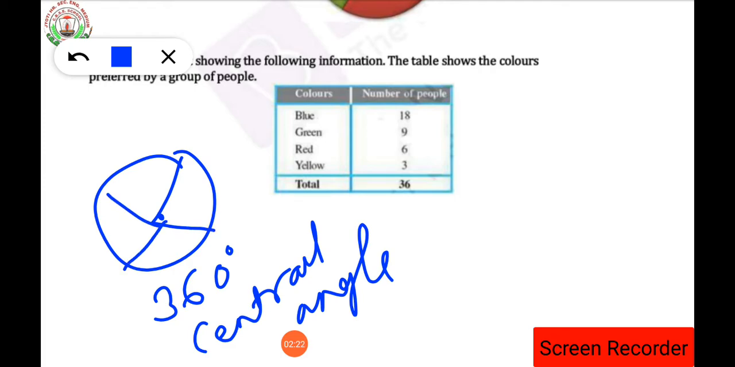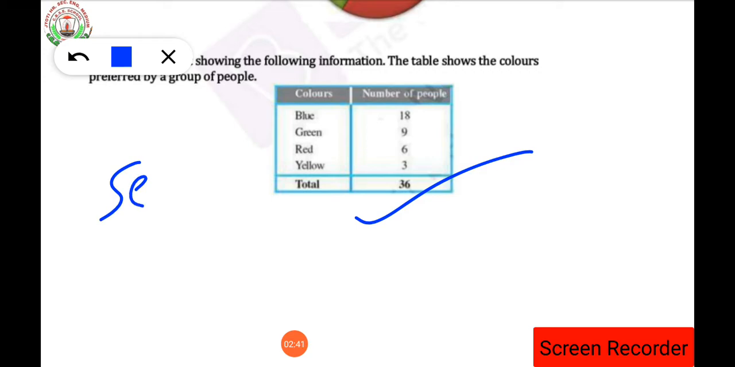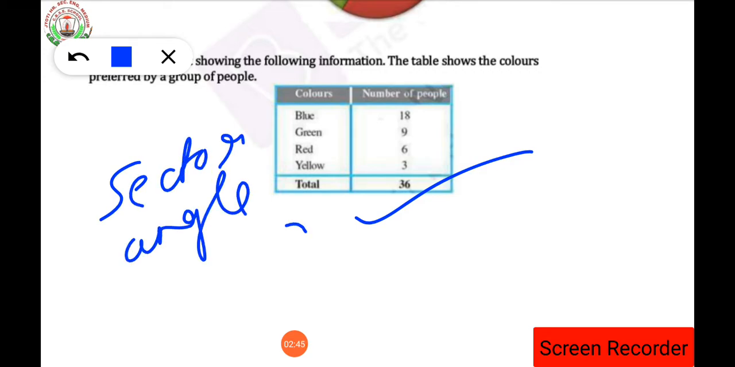So in order to draw the central angle of 360 degree, we have to find the sectors. Sector definitions everybody knows. These are called the sector angles, isn't it? So in order to draw a pie chart, we have to find the sector angle. From where are we getting the sector angles? We get the sector angles from the data. Whatever data is given in the question, from this data we get the sector angles, and with the help of these sector angles we draw a pie chart whose total degree will be 360.